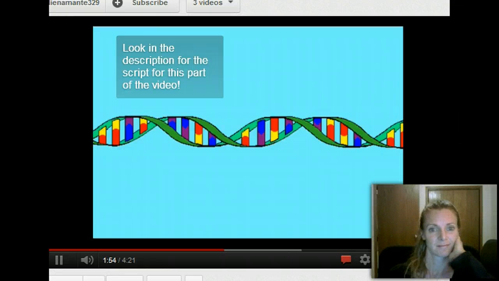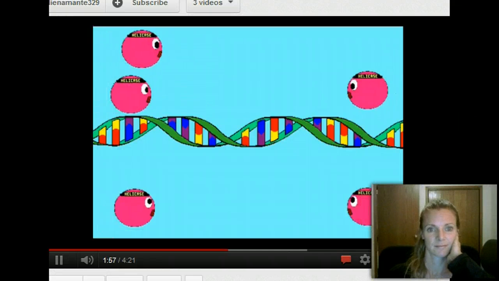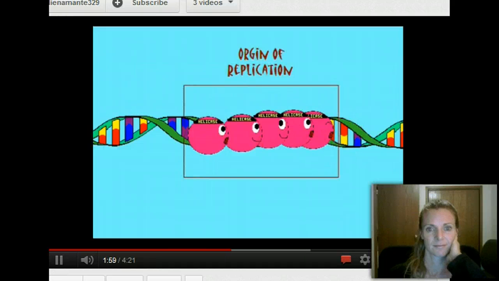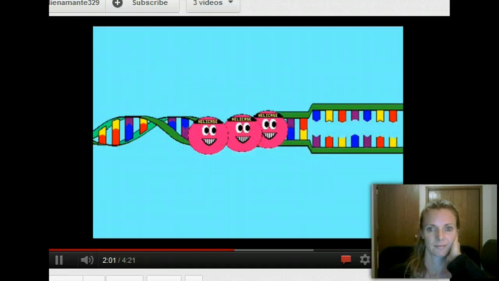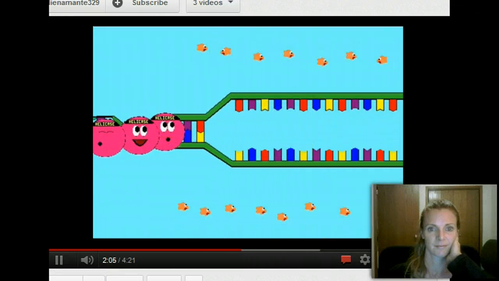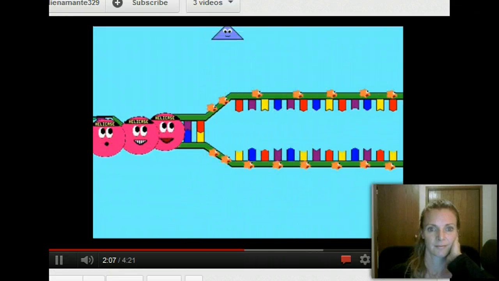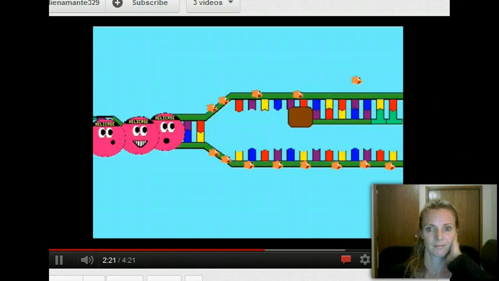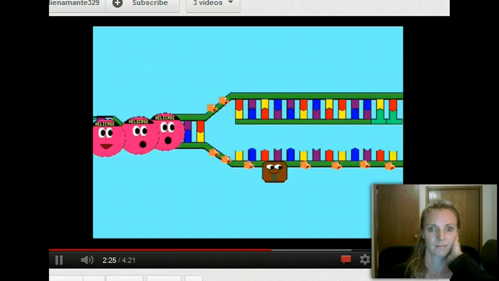Cytosine. Helicases travel to the origin of replication to unwind the DNA, forming a replication fork. Single strand binding proteins hold the two template strands apart. Next, DNA polymerase III adds DNA nucleotides to the RNA primer, but only in the 5' to 3' direction.